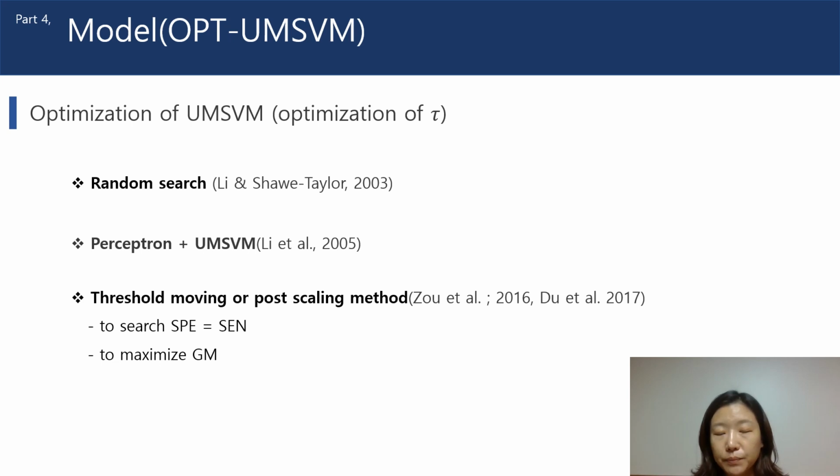In this study, I applied the threshold method as an optimization algorithm. This method is frequently applied in class imbalance problems. The threshold of the label is generally set to 0, but if the threshold is fixed at 0, the specificity of the majority class is overestimated and the sensitivity of the minority class is underestimated. For this problem, a threshold moving method sets the threshold flexibly.